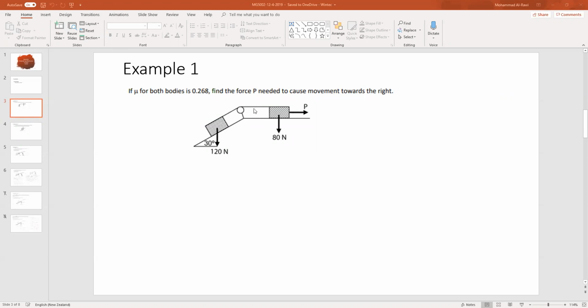So if we look into this, the 80 newtons block, you have a tension going in that way, trying to pull based on the weight of that block, 120. Logically, the 120 newtons is bigger than the 80 newtons, since the weight equals the mass times gravity acceleration. But we don't know the amount of the force P, which we're trying to pull both blocks in the right direction.